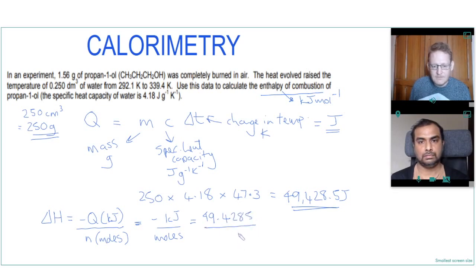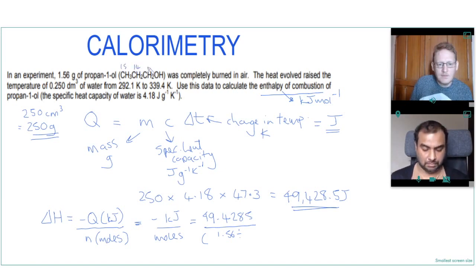And the number of moles, this is where our mass of propanol, the fuel we're burning, will come in, because moles is mass over Mr, which is 1.56 divided by the Mr of propanol, which would be 15 plus 14 plus 14 plus 17, 60.